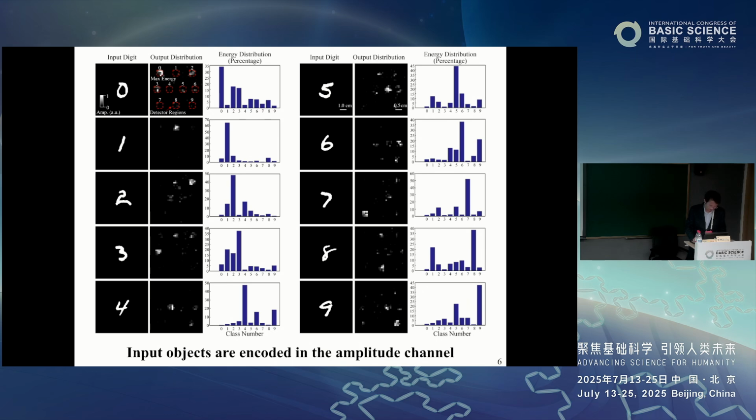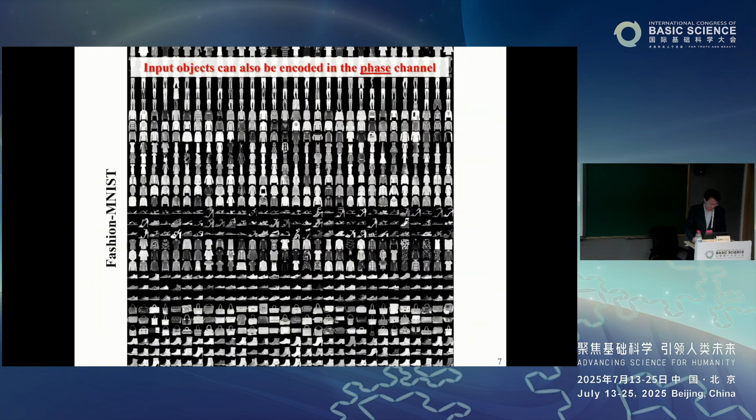Another important feature of this architecture is that it can be employed to process high-dimensional light information by encoding the input into different light dimensions. For the MNIST database, the grayscale images of the input objects are encoded in the amplitude channel of the light and then fed into the classifier. For the Fashion MNIST database, the input objects, which belong to 10 categories as exemplified here, are encoded into the phase channel of the light.